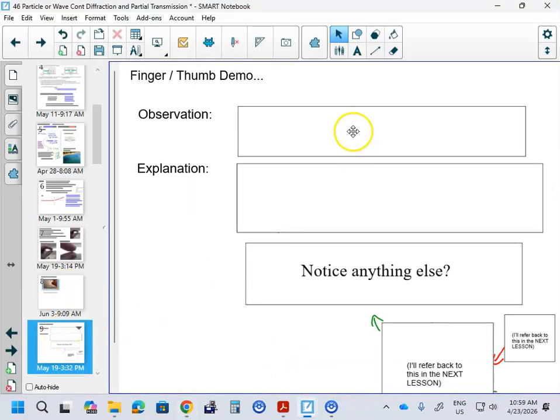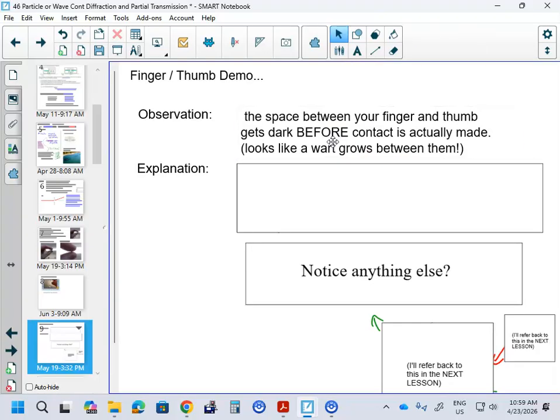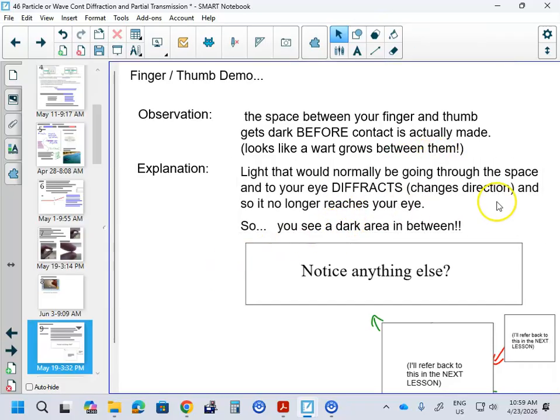Next thing here, the observation to do with this. The space between your finger and thumb gets dark before contact is actually made. The explanation is that light that would normally be going through and getting to your eye diffracts away, changes direction, and no longer reaches your eye.